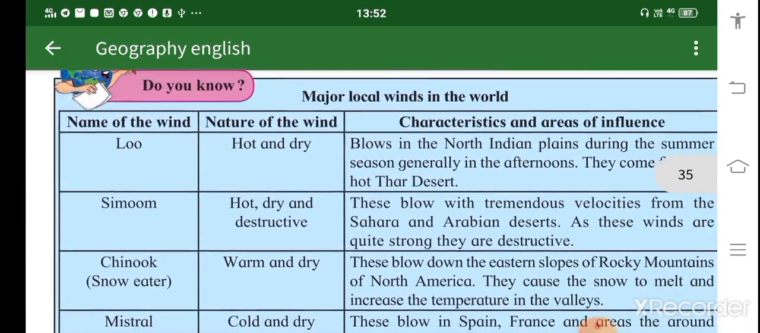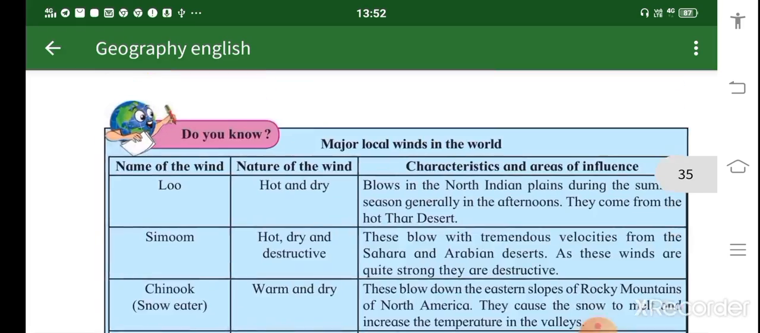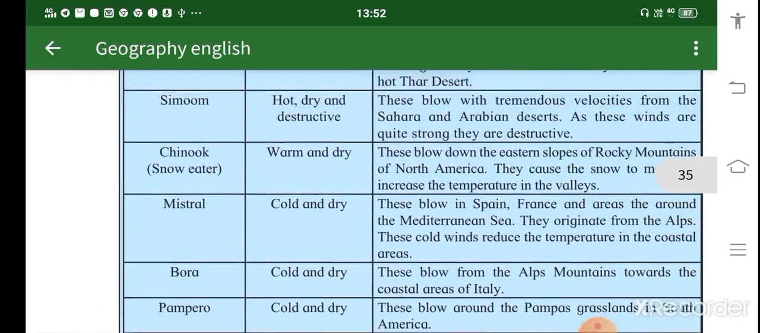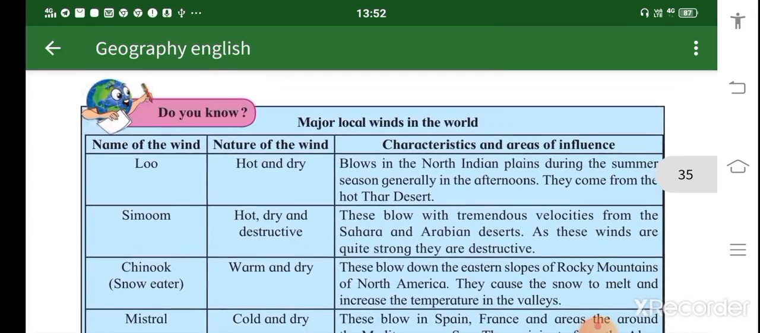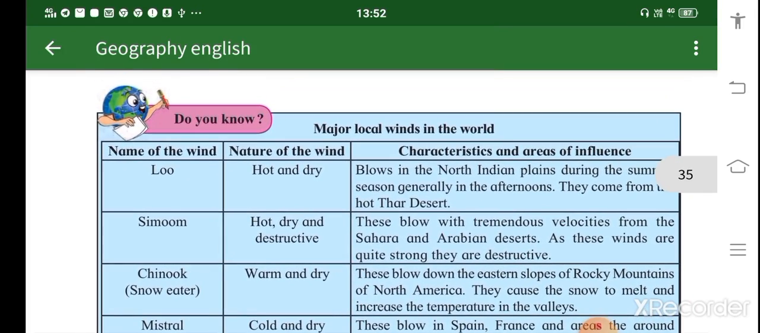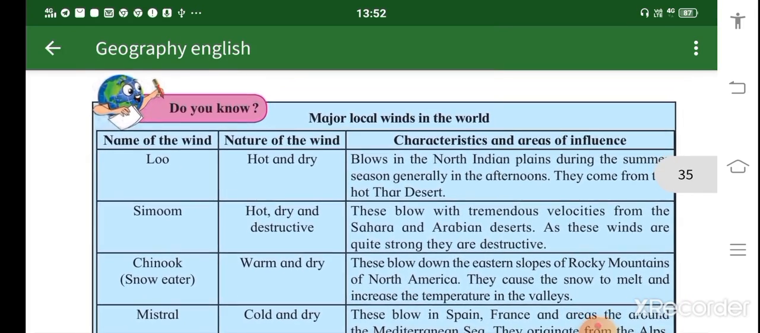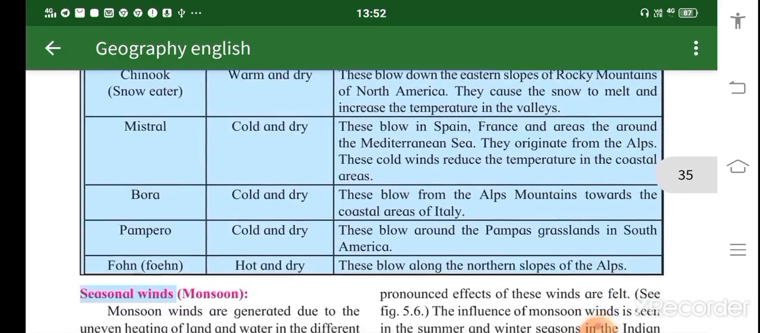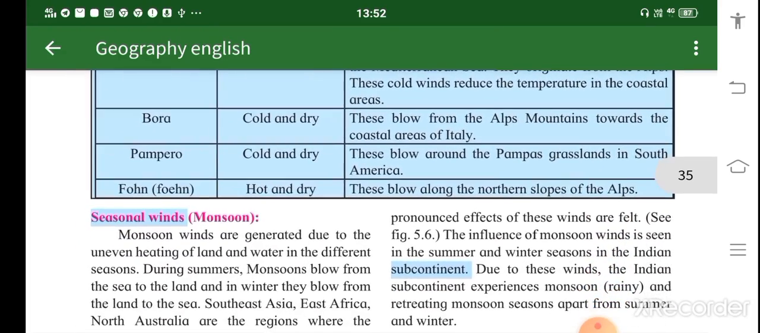Now, this table, the whole table is cancelled, so there is no need to go into detail. So just cancel this. Do you know the entire table, major local winds in the world? So cancel this part. So I am going to stop over here.